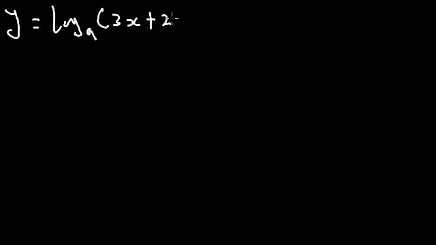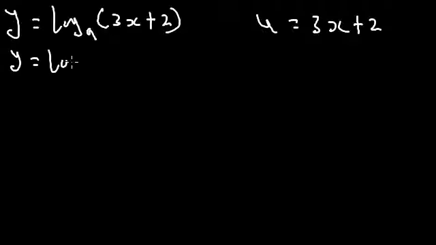Example number 1. Consider y equal to log of base a to 3x plus 2. Feel free to pause the video and figure this out yourself if you know what to do. Basically, we will take this entire expression and set it equal to some new variable u. Thus, y becomes log of base a to u. Now it's easy for us to differentiate this.